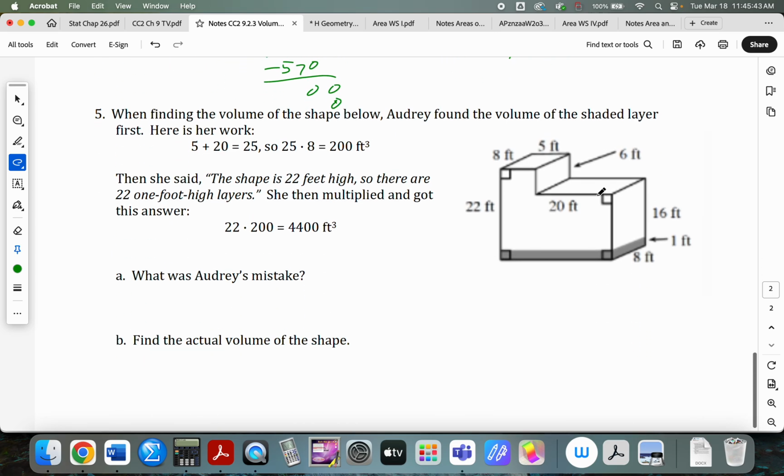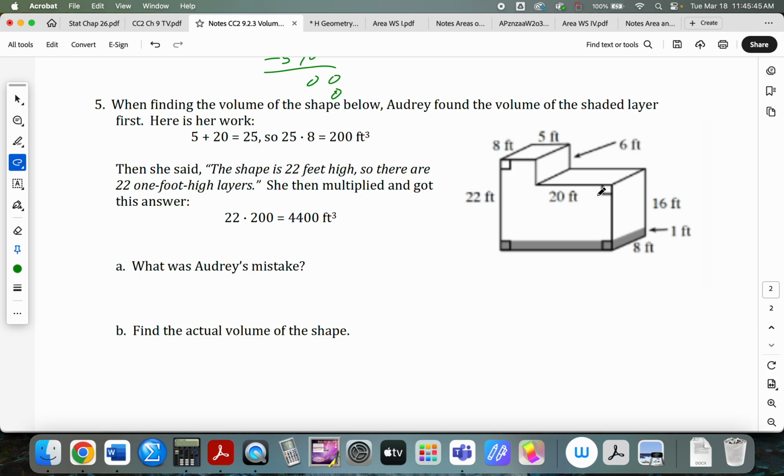All right. So, what can go wrong on these? Let's take a look at this example. Okay, this is an example of how you can do it incorrectly, and then we'll figure out how to do it correctly. So, here's how Audrey found the volume of this shape. She did 5 times 20. You're like, 5 times 20 is 25. Or 5 plus 20, excuse me, is 25. So this distance is 25.